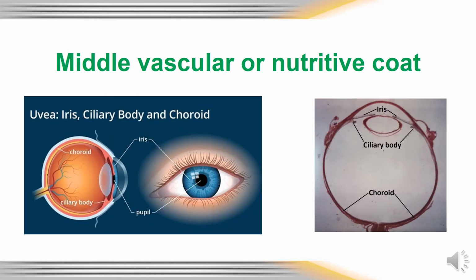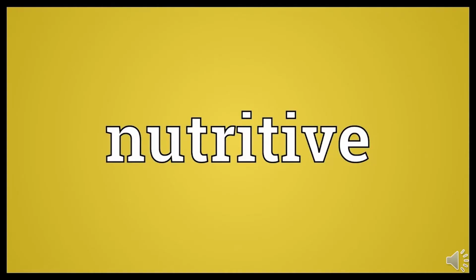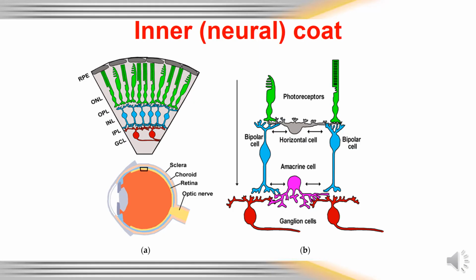The middle vascular coat or the uveal tract is composed of the iris, the ciliary body, and the choroid. It's mainly nutritive in function. The inner or the neural coat is formed by the retina.